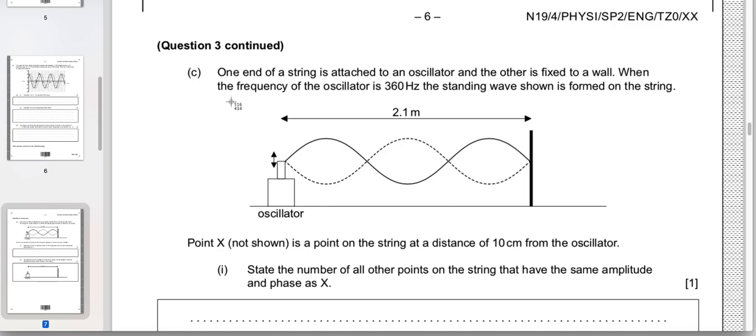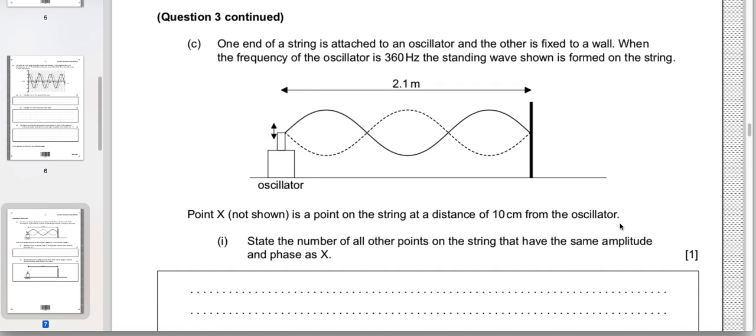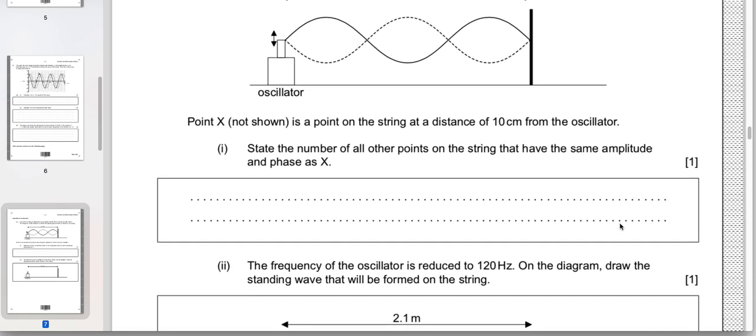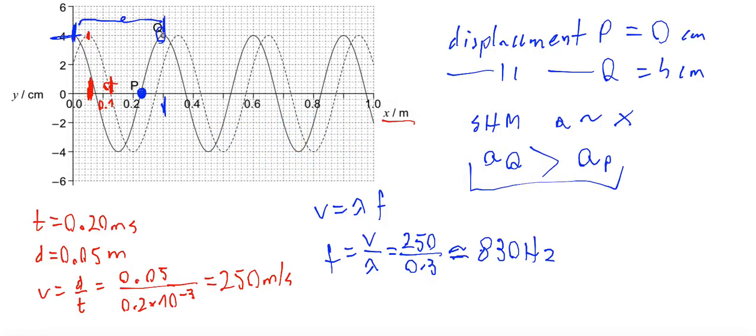The next part of this exercise is related to a standing wave of frequency 360 Hz. We know that point x, which is not shown, is a point on the string at a distance of 10 centimeters from the oscillator. State the number of all other points on the string that have the same amplitude and the same phase. So let me paste the picture I've copied.